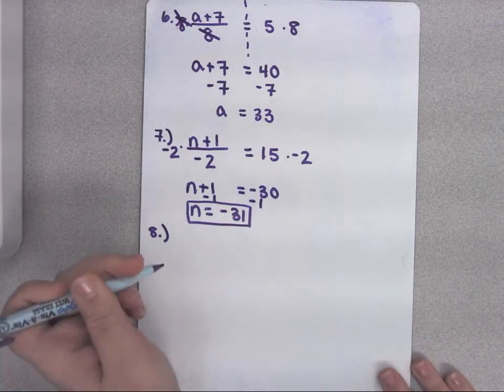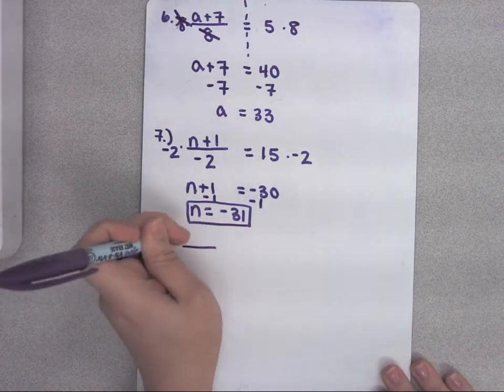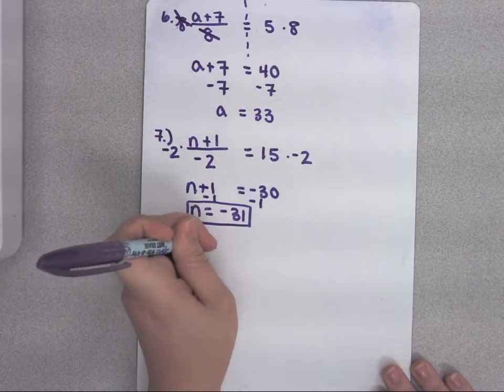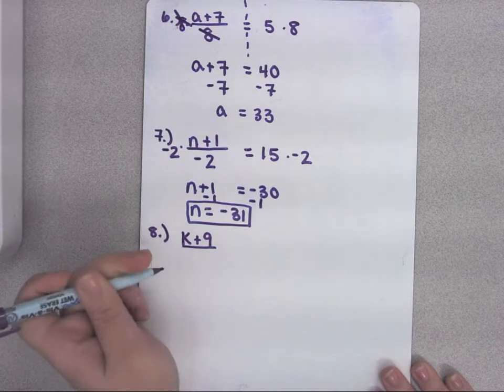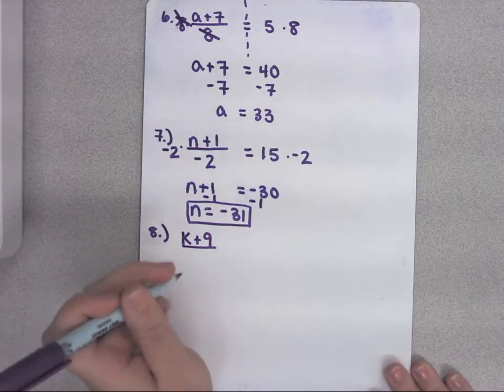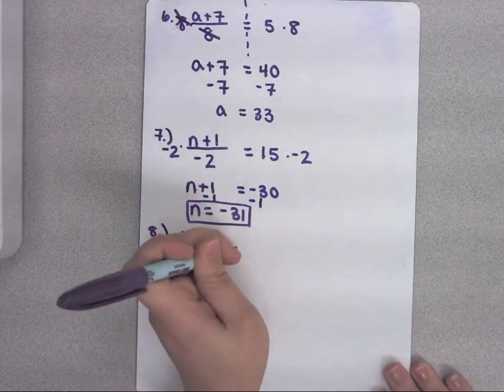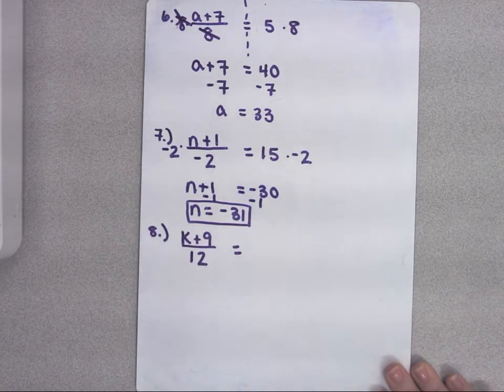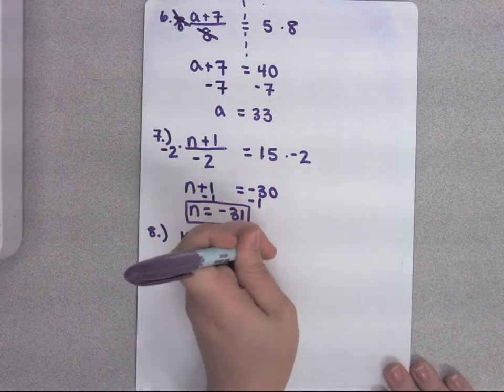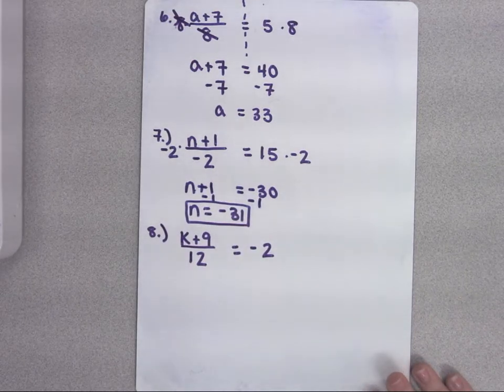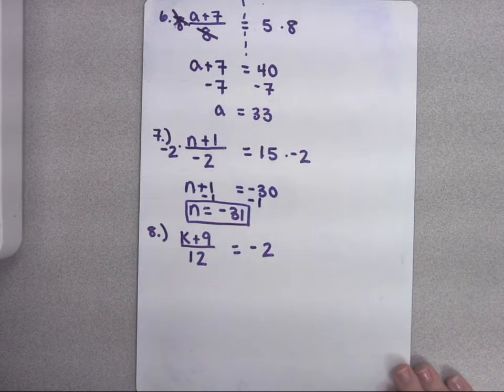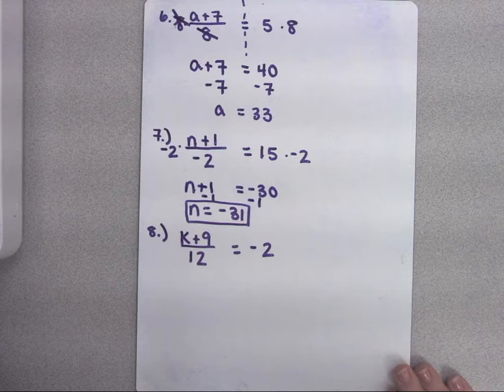Okay, let's try another. Top of the fraction, k plus 9. K, I know, changing it up. Bottom, 12, equals negative 2. Okay, I'm going to freeze it. Do the problem, see if you get the same answer as I do. Caleb, don't forget to multiply.